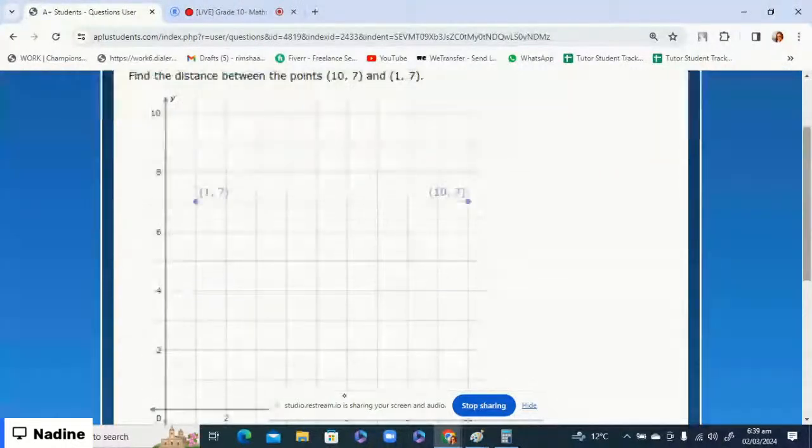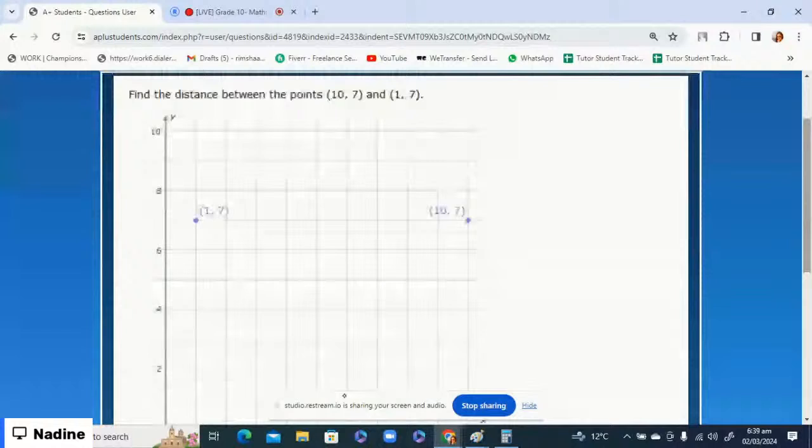Now look at here. Find the distance between the points 10, 7 and 1, 7. Now you guys tell me which coordinate we choose, x coordinate or y coordinate, and also tell me the reason which coordinate we are choosing here. Think about it. 10 minus 1, we are choosing this one.